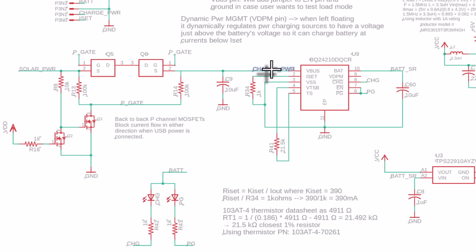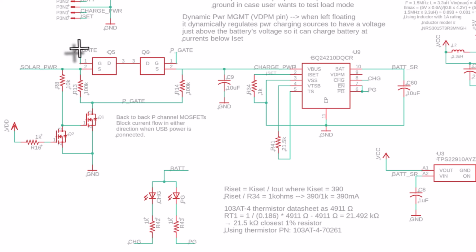So this is where that diode we just saw on the last slide, the output of it connects. And then here's our back-to-back P-channel MOSFETs, right? So P gate is connected to the gate of the MOSFET, S is source, D is drain. P gate also connects here; wherever you see the same name, the nodes are connected. And I'm using 2 N-channel MOSFETs to turn them on and off based on whether solar power or any type of power is present, or VDD is present.